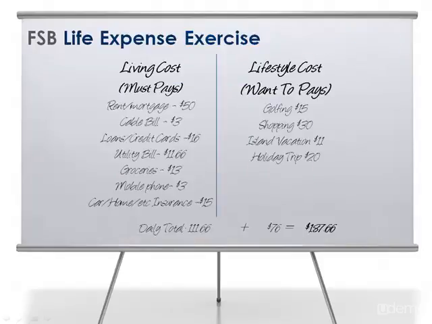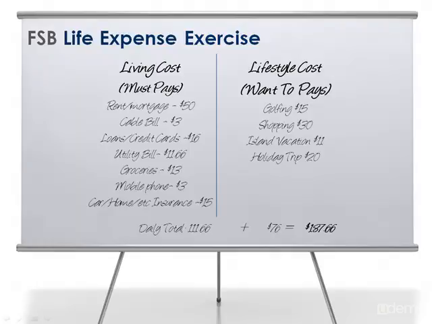All right. So now you should have in front of you a list that looks something like what you see on the screen. Okay. Living costs on one side. These are the must pays. And we have the lifestyle costs on the right side, and these are the want to pays.